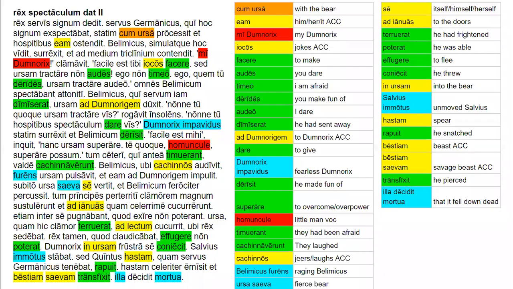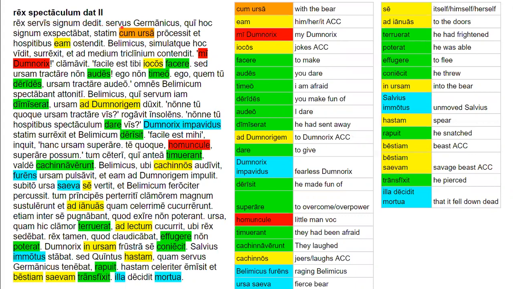All right, guys, here we are at the second part of the second translation for Stage 16 of Cambridge Latin, Rex Spectaculum 2. So the king is putting on a show. Let's jump into it. Rex servis signum dedit. So the king gave a sign to the slaves. Okay, dative plural right there.